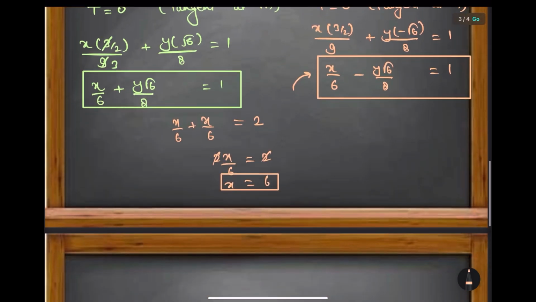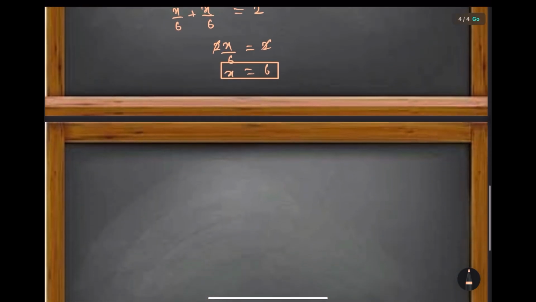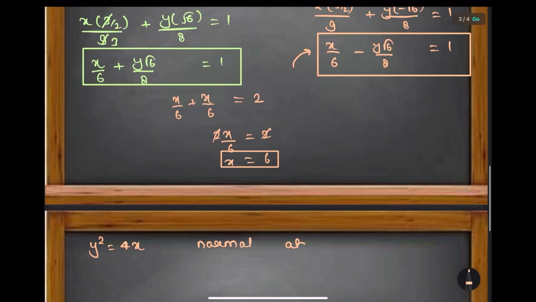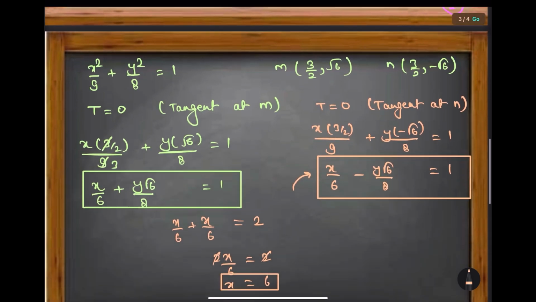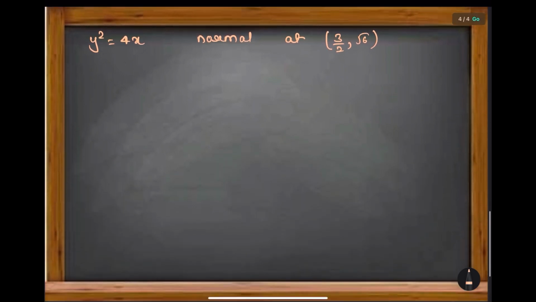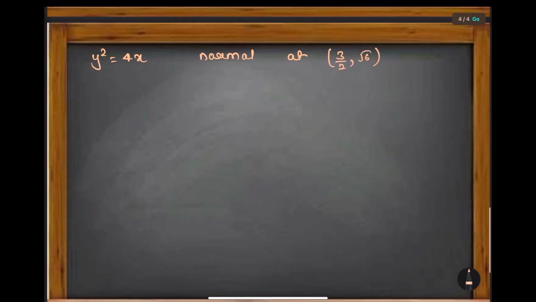So where is your parabola? The parabola equation is y squared equals 4x. Normal at M. Who is point M? (3/2, root 6). So you know that for the normal, first we find the tangent.